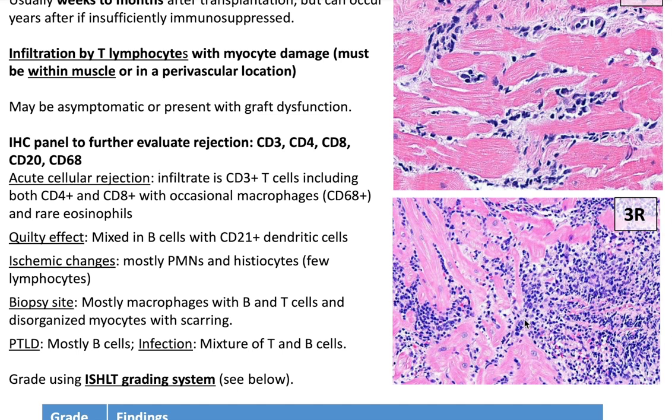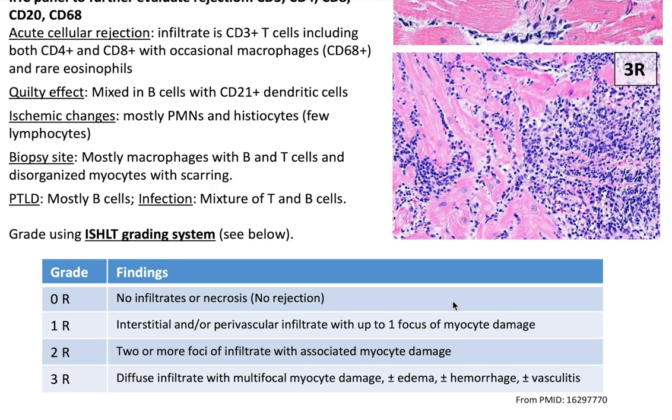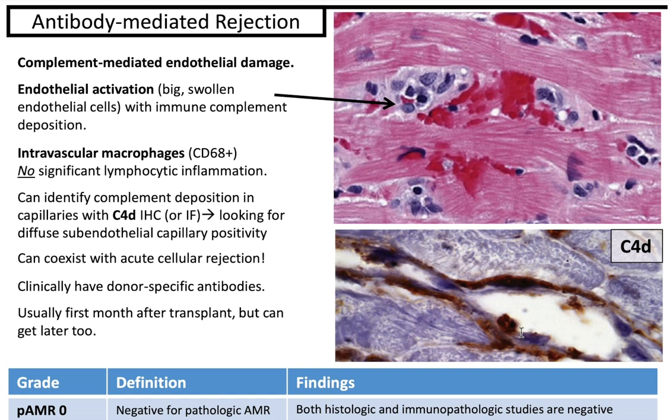Post-transplant lymphoproliferative disorder, mostly B cells. Infection, a mixture of T and B cells. And you can grade using the ISHLT grading system, where it's graded from 0R to 3R, and we'll leave this here for your review. Antibody-mediated rejection.